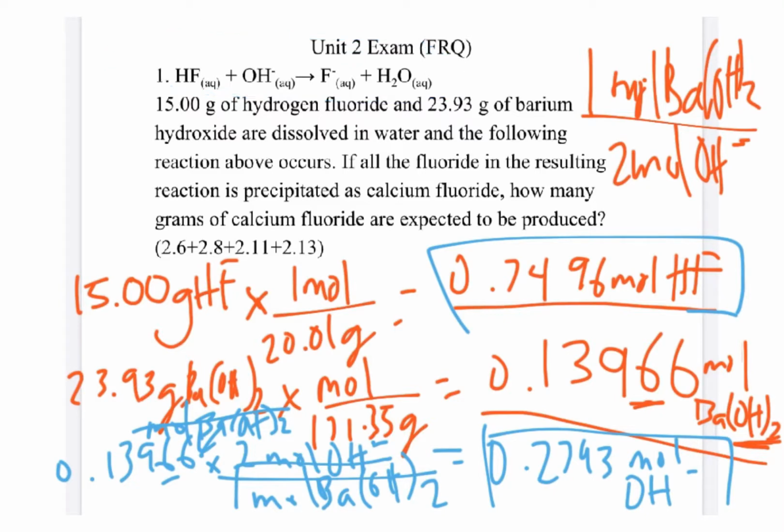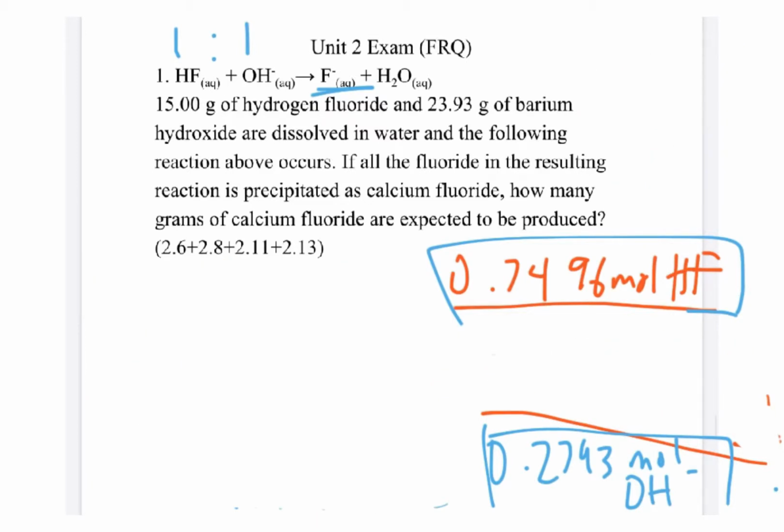Now that we have the moles of hydroxide and moles of HF, we can look at this reaction and determine how many moles of fluoride are produced. We see that the reaction is in a 1-to-1 ratio. So let's figure out which one produces more product. Let me move on to another slide.